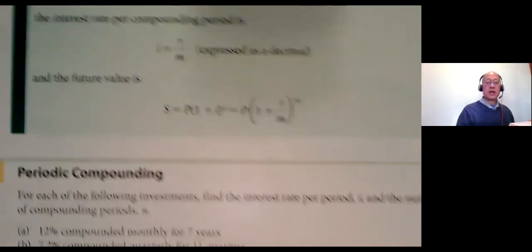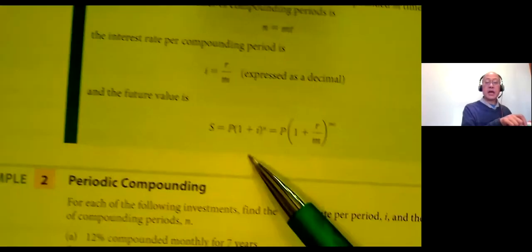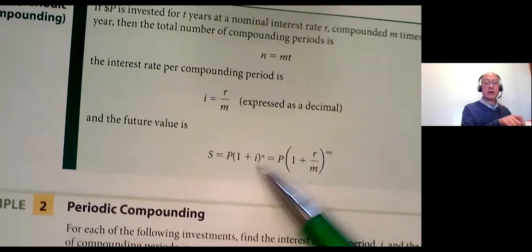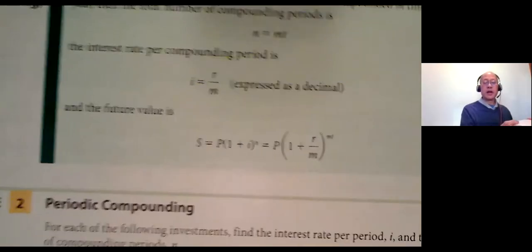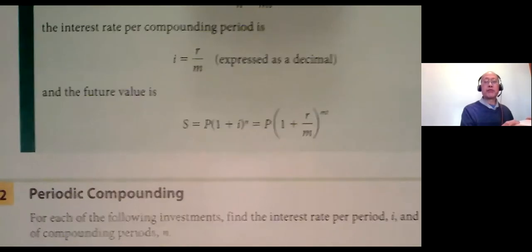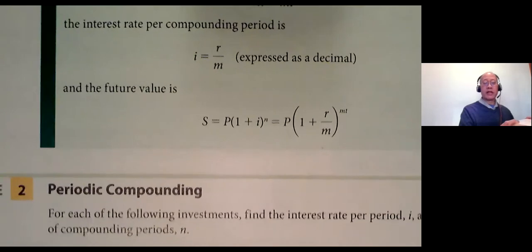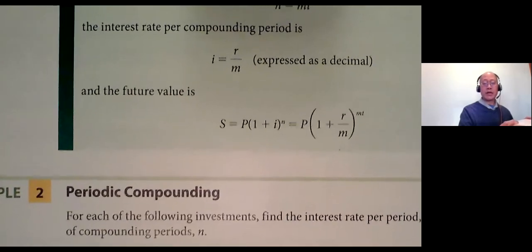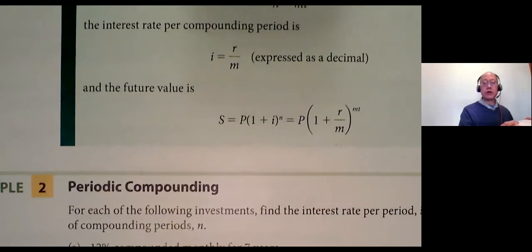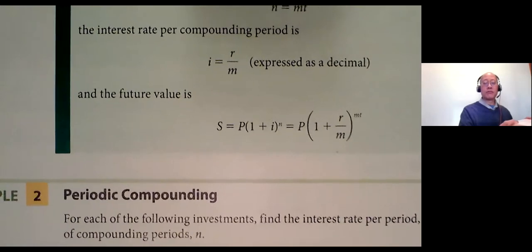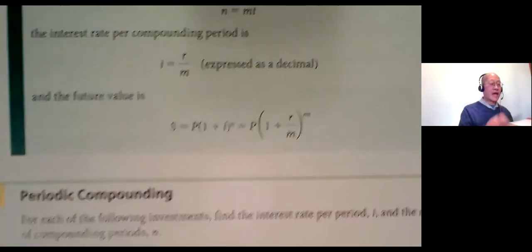compound interest. Page 371. Okay, S equals P times 1 plus I to the n. You don't really need anything else. I is the interest rate per period, okay, which means you take the rate per year and divide it by something. Semi-annual, divide by 2. Quarterly, divide by 4. Monthly, divide by 12.